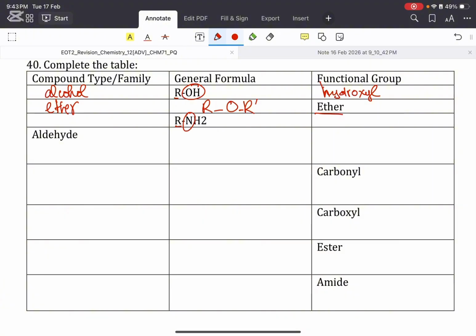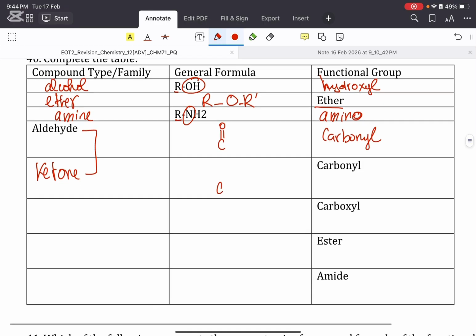Now, the presence of nitrogen atom and there is no double bond, it means I have an amino functional group and it belongs to the family of amines. Remember, amino and amines. Now, aldehyde and ketones. Aldehyde and ketones, they share the same functional group, which is carbonyl. Carbonyl looks like this, C double bond O.